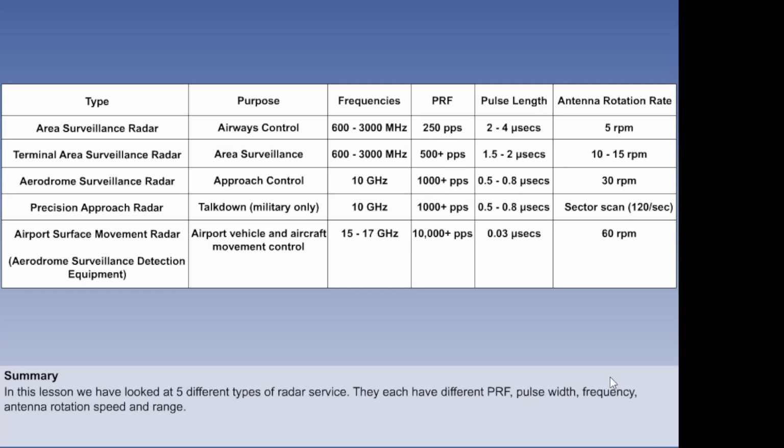In this lesson, we have looked at 5 different types of radar. We saw how their differing requirements mean that they are designed with different frequencies, PRFs, pulse lengths, and antenna rotation speed and range, as we can see in this summary.